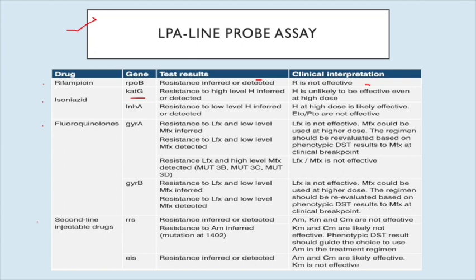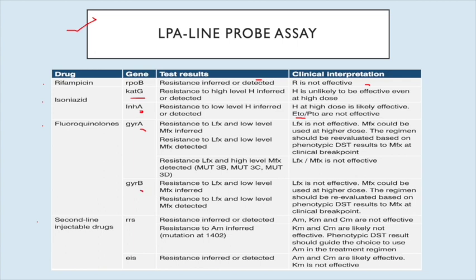So katG, maybe you can remember as "katG is really high," so INH is not going to work. But if it is just inhA, okay, so inhA resistance is of low level, so here INH at high dose is likely to be effective. But remember that if inhA resistance is detected, then even ethionamide is not going to work, because ethionamide resistance is through inhA.